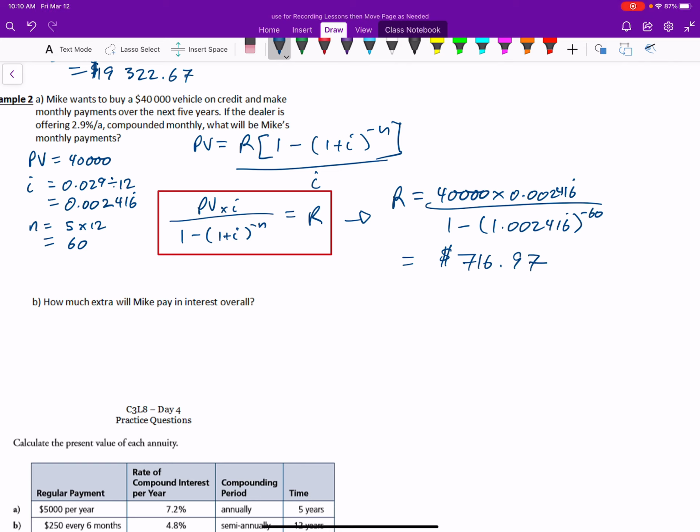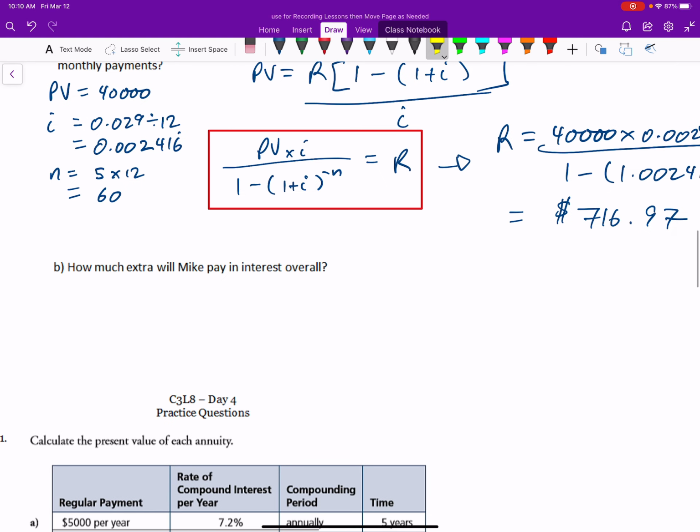So if you want to buy a $40,000 vehicle, finance $40,000 over 5 years, and you're paying interest, right? You're paying them 2.9% interest because you're going to get the vehicle now, but you're not paying for it up front, so you're going to have to pay interest. It's going to cost you $716.97 per month. That's going to come to more than $40,000, right? Because when we borrow money, obviously we have to pay extra.